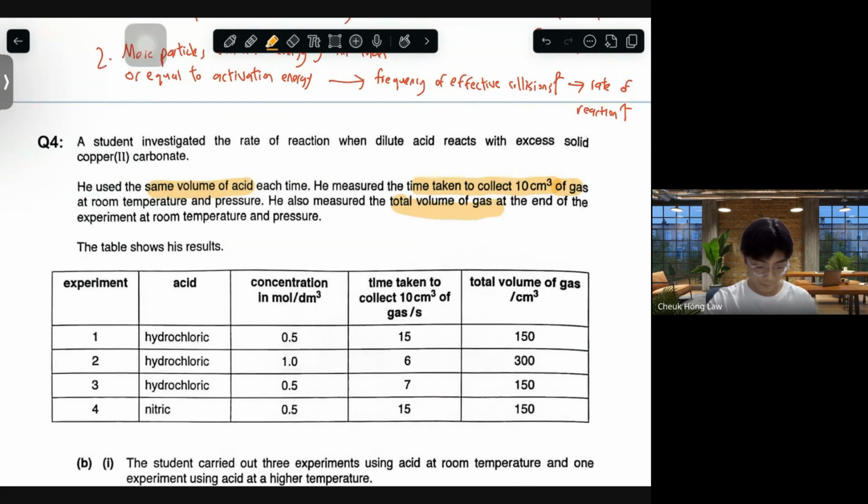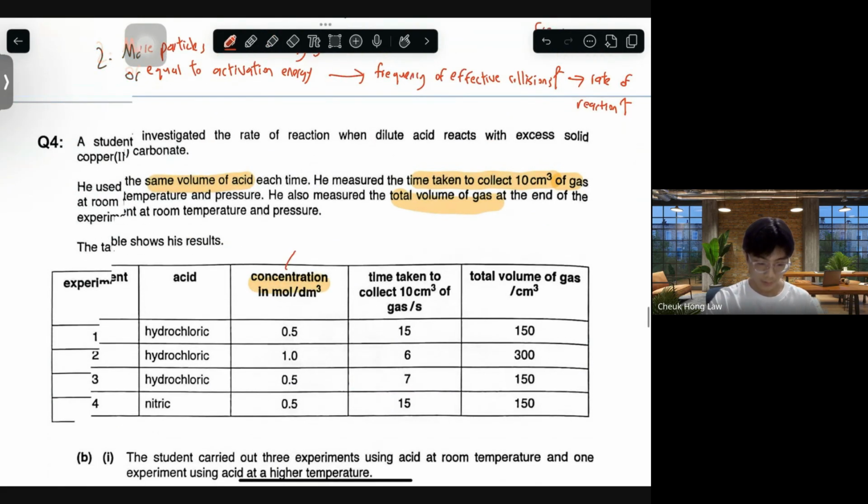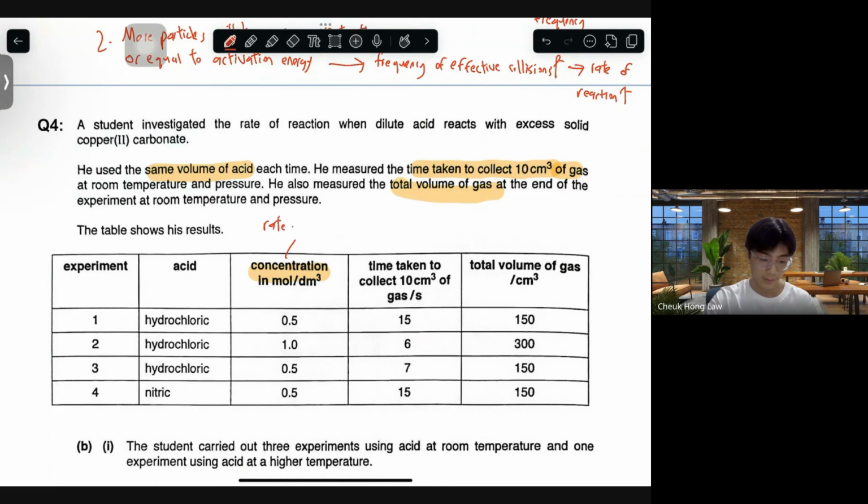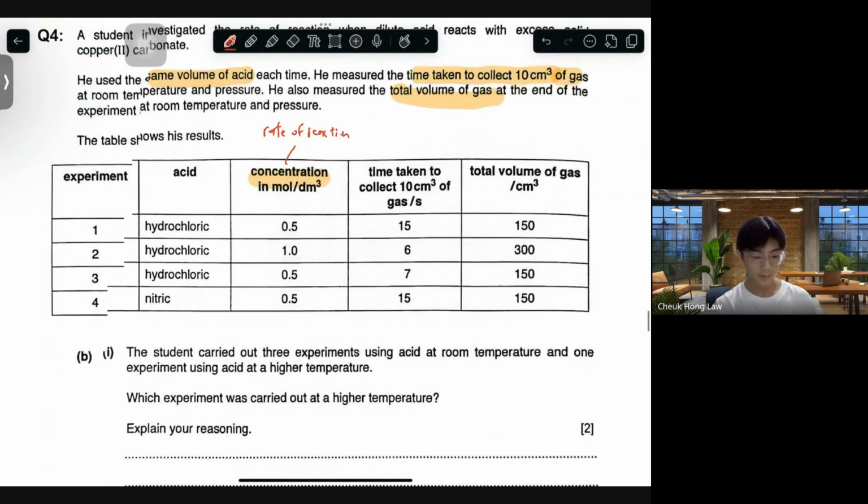Okay, so I have concentration. Concentration will affect rate of reaction, so just keep that in mind. Okay, let's look at part one.